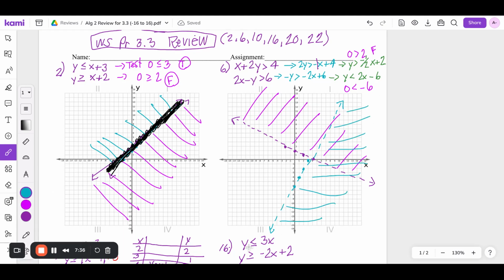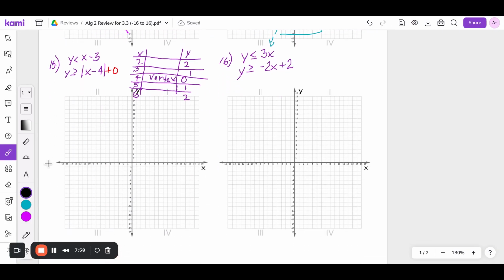Now look, where is the shading common to both together at the same time? Right in here. So you're going to make that darker on your quiz. Okay, you don't have to scribble and make it. It just needs to be more prominent so that I see where your solutions are.